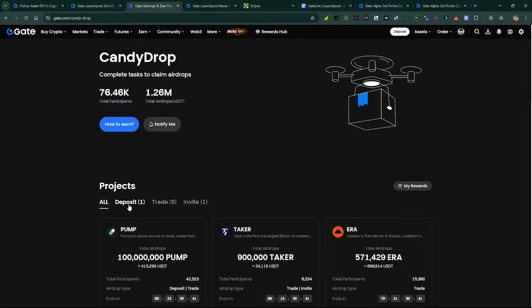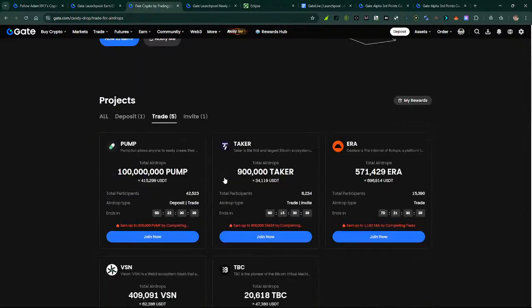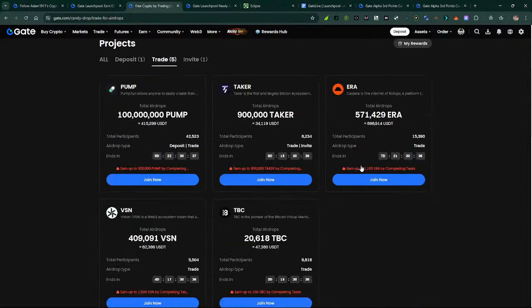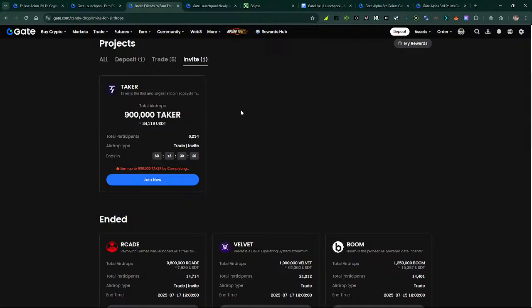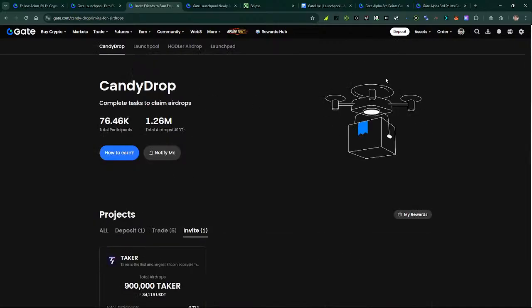These are the ongoing ones. The PUMP one, then on the trading one, you will find Taker, ERA, BSM, and TBC. And on the invite one, they have only Taker. So that's it. These are the ongoing ones.